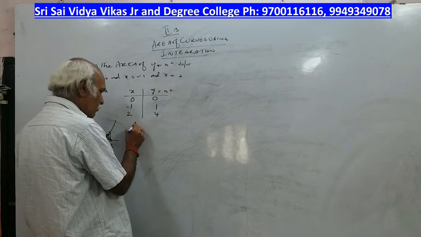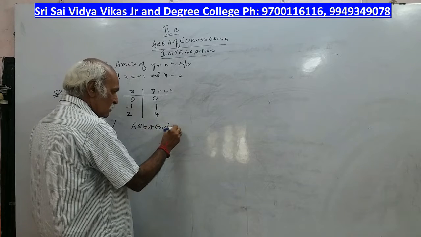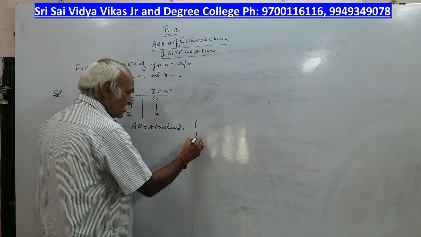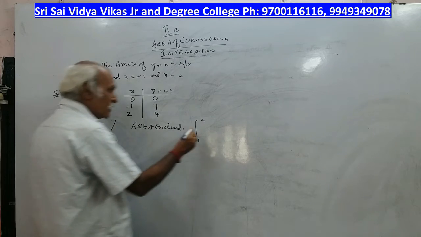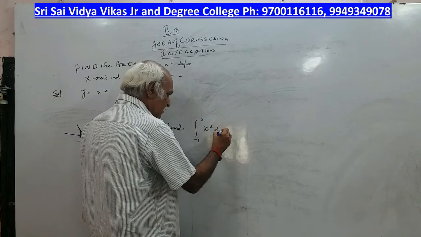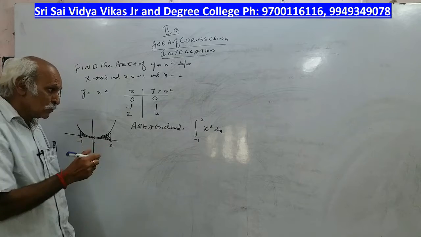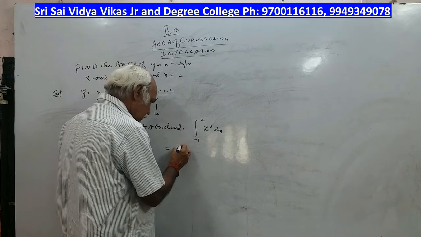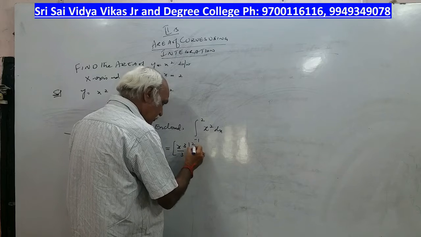Now, the area enclosed. What is the area enclosed? Between minus 1 to 2, x square dx. We have to find the area enclosed between minus 1 to 2. So this becomes x cube by 3, from minus 1 to 2.